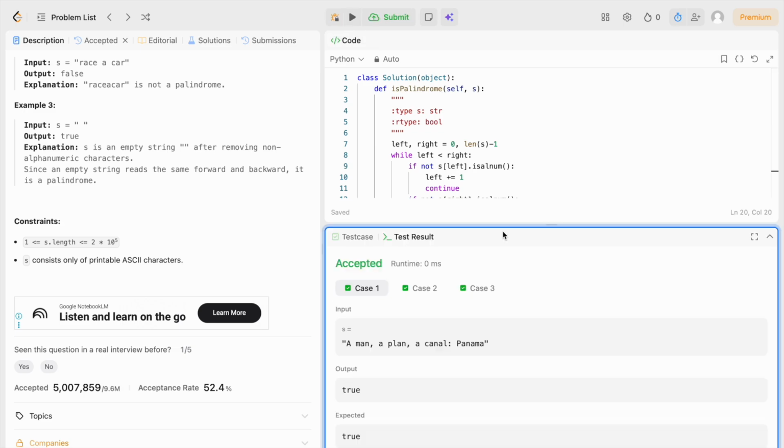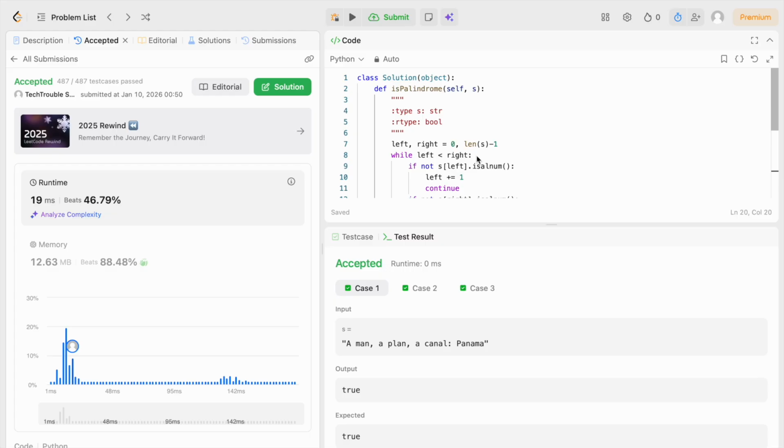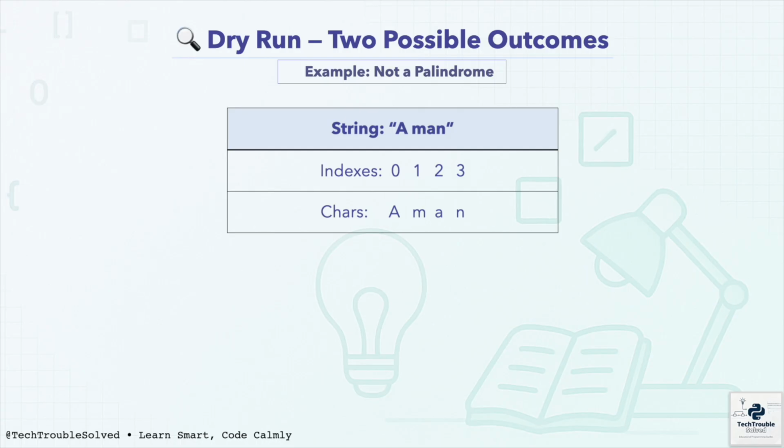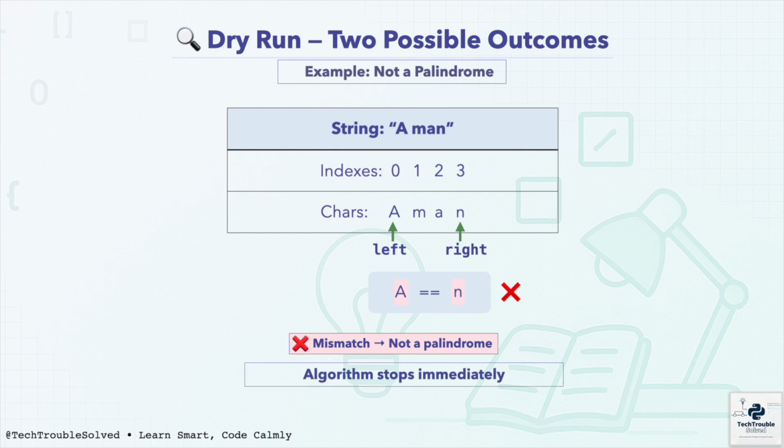Let's run the code. It ran successfully. Let's submit the solution. The solution is accepted. Now let's quickly dry run this code to see how it behaves step by step. Now let's dry run the algorithm with an example that is not a palindrome. Here both pointers are already on valid alphanumeric characters. When we compare them, the characters do not match. According to our pseudocode, the moment we see a mismatch, the algorithm stops immediately. So we return false and this string is not a palindrome.